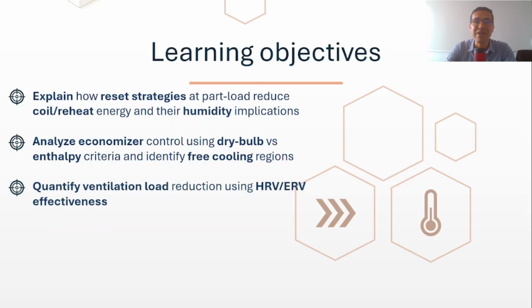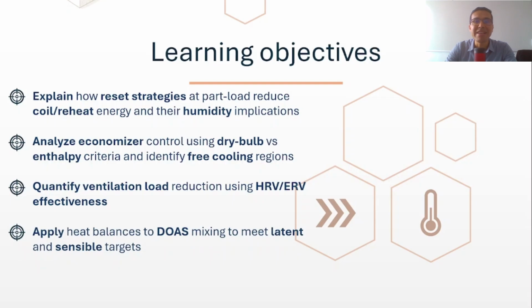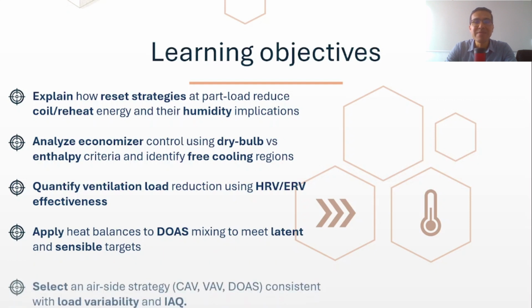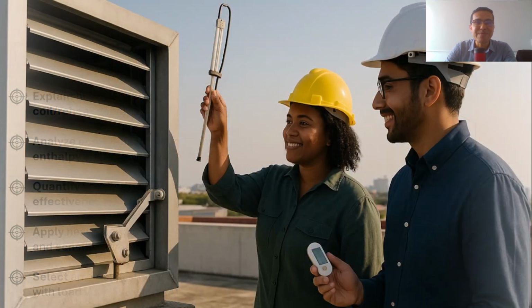Then you'll learn to quantify ventilation load reduction using HRV and ERV effectiveness. You will also learn how to apply balances to DOAS mixing to meet the latent and sensible targets. Finally, you will be able to select an airside strategy, whether it's CAV, VAV, or DOAS, that aligns with the building's specific loads and indoor air quality needs. It's about choosing the right tool for the job.